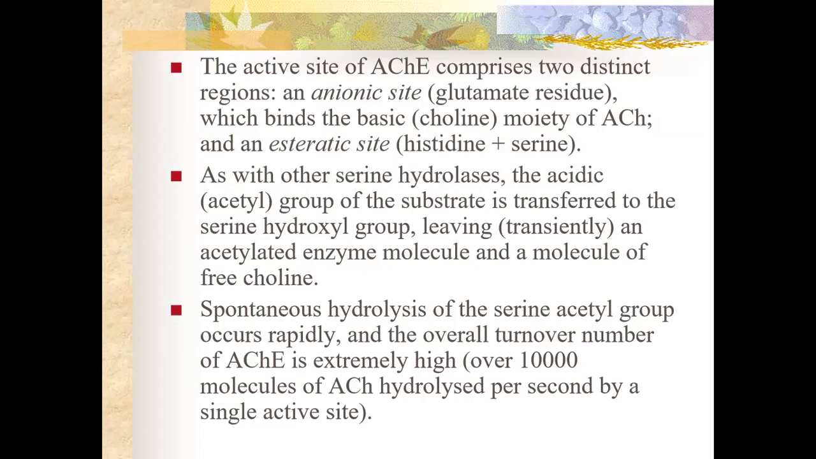As with other serine hydrolases, the acyl, that is the acetyl group of the substrate, is transferred to the serine hydroxyl group, leaving transiently an acetylated enzyme molecule and a molecule of free choline. The spontaneous hydrolysis of the serine acetyl group occurs rapidly, and the overall turnover number of acetylcholinesterase is extremely high. Over 10,000 molecules of acetylcholine are hydrolyzed per second by a single active site. That is why, as I told you in the previous class, acetylcholine is rapidly hydrolyzed. So this is very important.